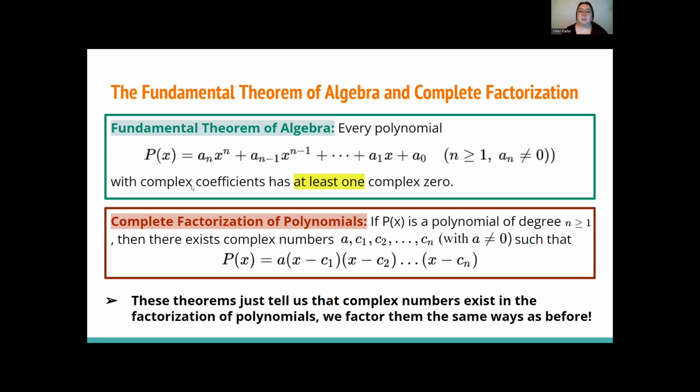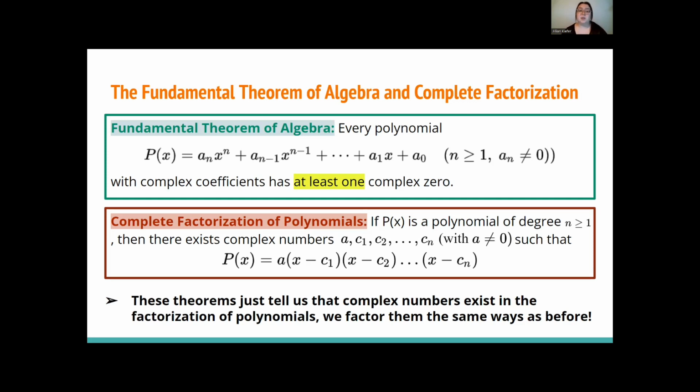If it has a complex coefficient, meaning that any of these coefficients, a sub n, a sub n minus 1, a sub 1, has i in it, that's the only thing that makes numbers complex, the introduction of an imaginary number. If you had i in any one of these coefficients, that means that your polynomial has to have at least one complex zero, meaning that one of those zero values has to have an i in it.